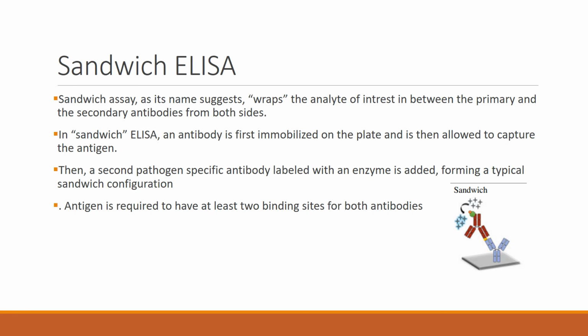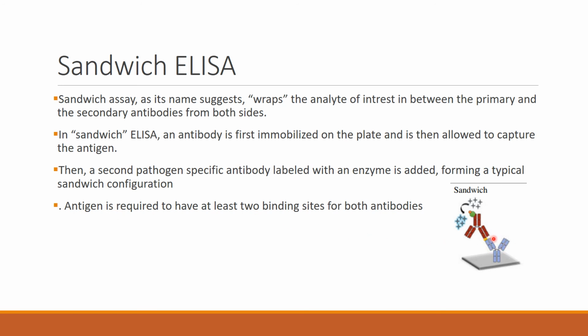Sandwich ELISA. Sandwich assay, as its name suggests, wraps the analyte of interest in between the primary and secondary antibodies from both sides. In sandwich ELISA, an antibody is first immobilized on the plate and is then allowed to capture the antigens. The primary antibody, which is immobilized, is also sometimes called the capture antibody. Then a second antibody labeled with the enzyme is added, forming a typical sandwich configuration. The antigen is required to have at least two binding sites for antibodies.